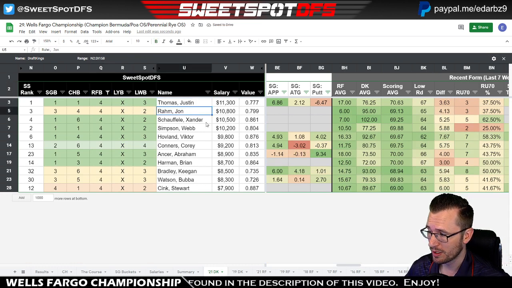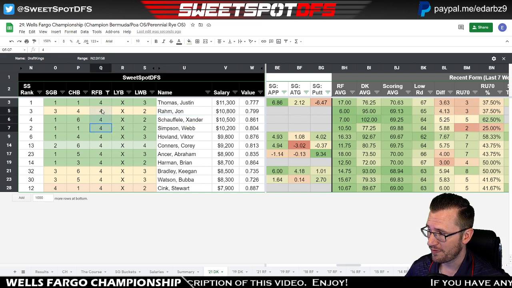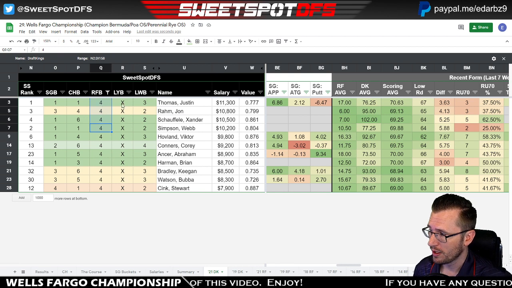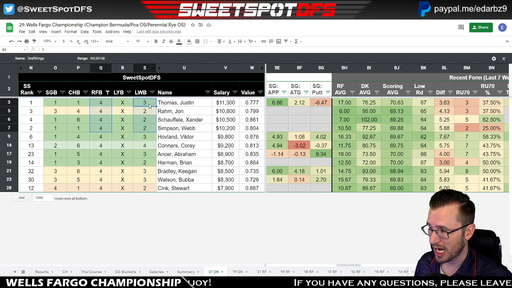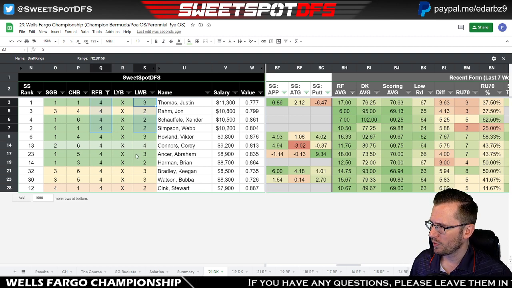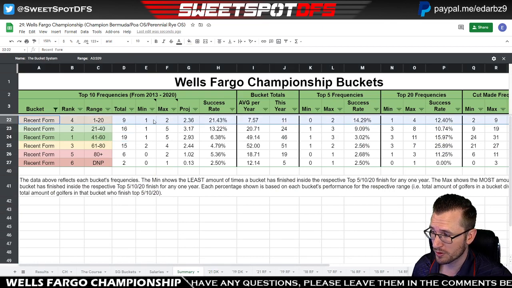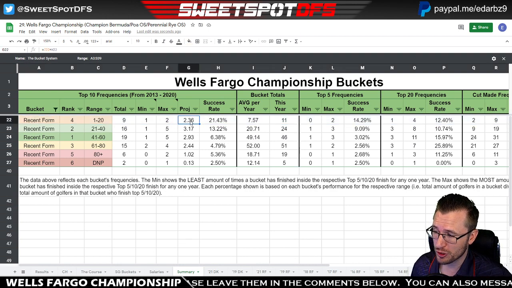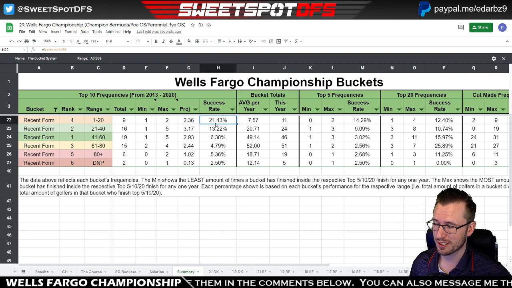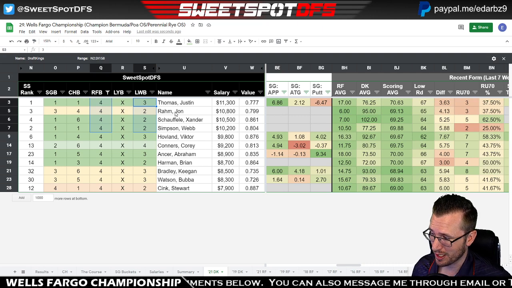Thomas, Rahm, Schauffele, Simpson, 10K and above. So they fit in the recent form 4. If you remember, Rahm, Schauffele, and Simpson were in the same last week bucket. Now Justin Thomas is all by himself. And when we look at this recent form bucket 4, what was our tell here? A minimum of 1. So we've seen at least 1 guy inside the top 10 every single year. We've seen only a max of 2, but we're projecting around 2.3 because of the high success rate that this bucket produces. So we're looking at around 2 guys from this bucket.